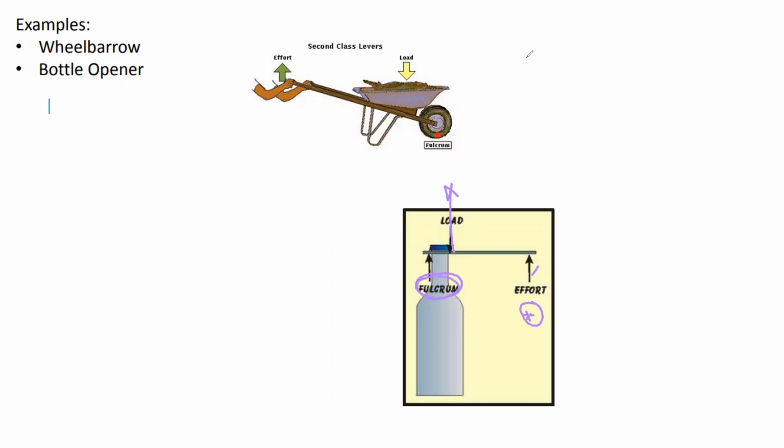This is the fixed point. When you apply a force here, the cover or the bottle will be open. So the output force will be here. So the load here is between the fulcrum and the effort. So this is an example of the second class lever.